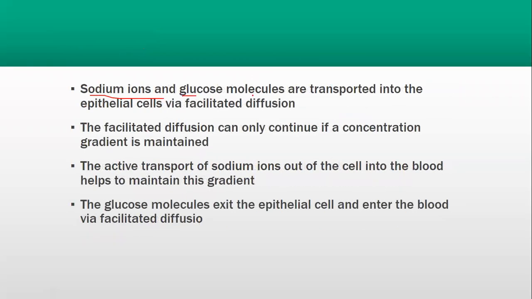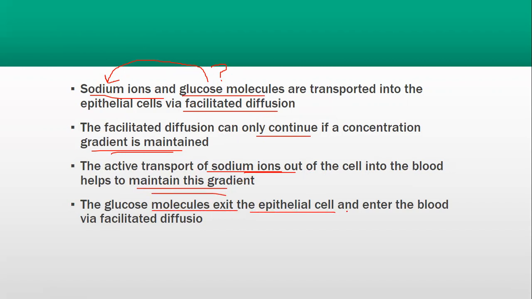Sodium ions and glucose molecules are transported into the epithelial cells via facilitated diffusion. Glucose कैसे absorb होगा? Glucose would be coupled with sodium ions and then move in to facilitated diffusion through a carrier protein. The facilitated diffusion can only continue if a concentration gradient is maintained. The active transport of sodium ions out of the cell into the blood help to maintain this gradient. The glucose molecule exit the epithelial cell with the sodium ions and enter the blood via facilitated diffusion through the carrier protein.